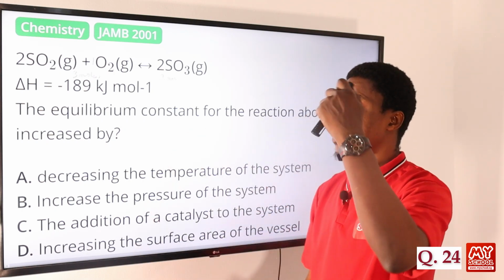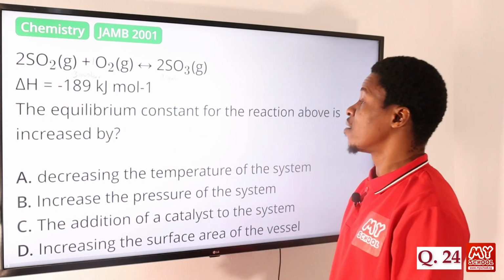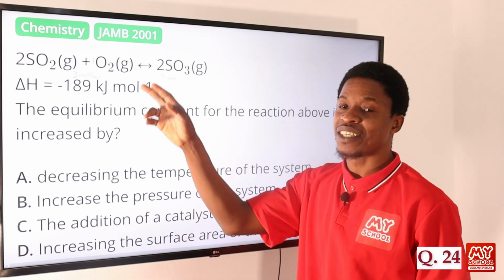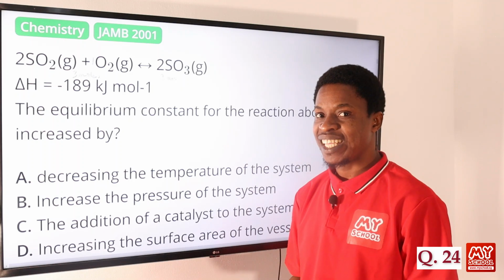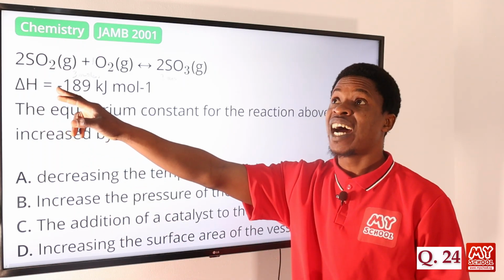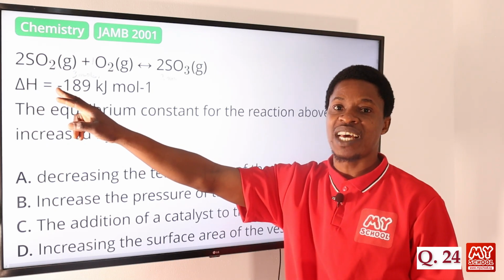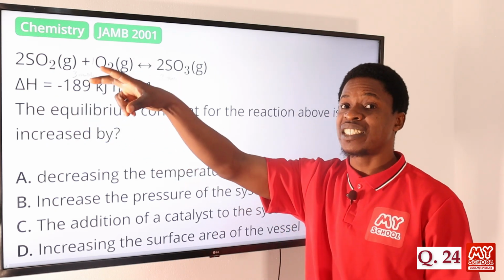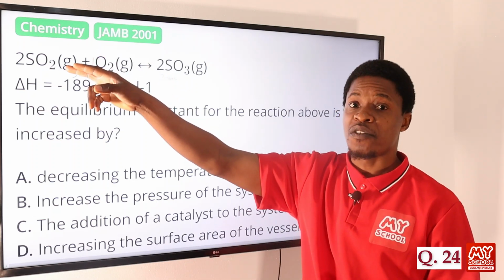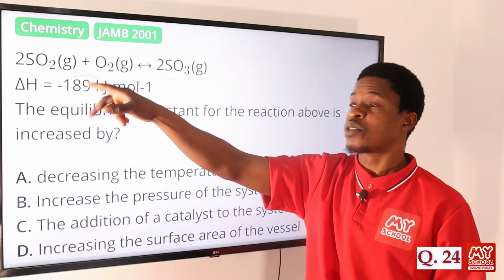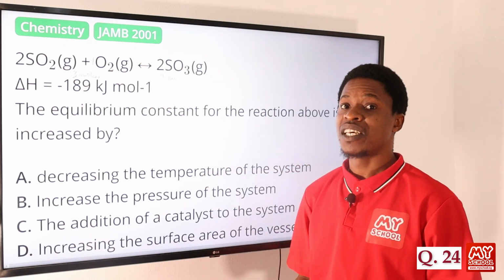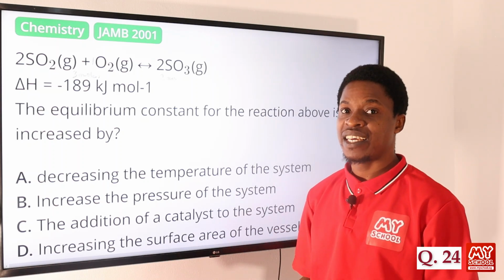So decreasing the temperature of the system means the equilibrium constant for this reaction will increase. They are inversely proportional, because this is a negative value. This is an exothermic reaction. So in an exothermic reaction, an increase in temperature will favor the backward reaction, so more of this will be formed. But a decrease in temperature will favor this reaction.